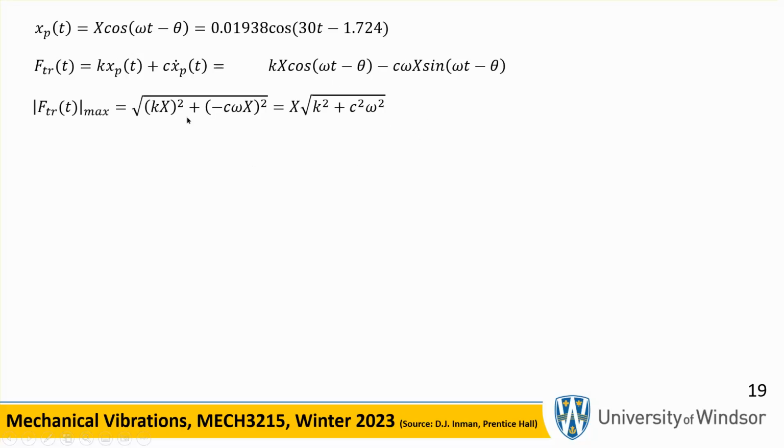And of course, I have values for all of these, but notice that the maximum value of this expression, the amplitude of this expression, because these are the same angle, is the square root of kX squared plus c omega X squared. Remember, this is the trick. So this is the maximum amplitude. I know X, I know k, I know c, and I know omega. Just plug it in. So the maximum force transmitted to that base, to the engine, is 67.9 pounds.